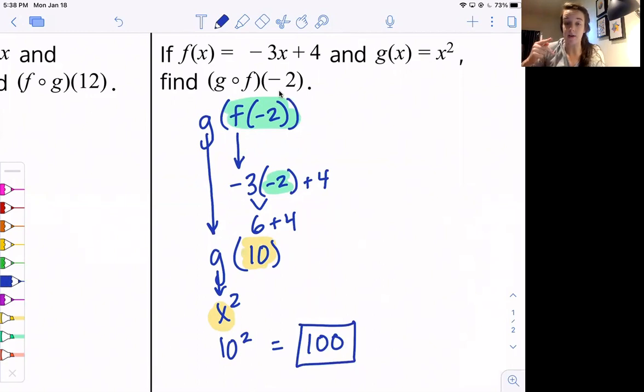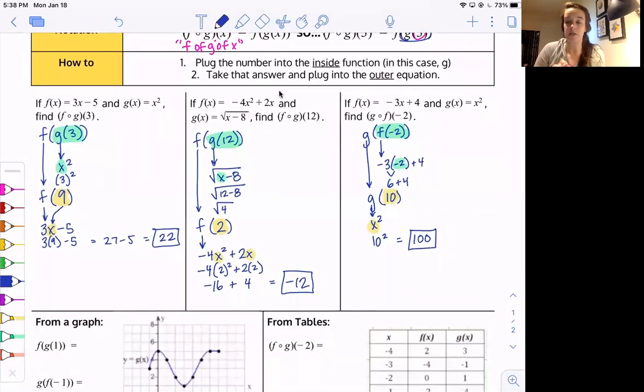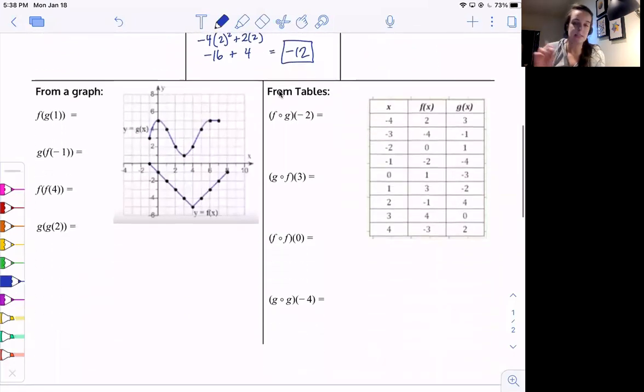So the order matters, right? Because if we did f of g of negative 2, we'd take that negative 2, plug it into g first, and then into f. Cool, we're working our way out. That probably feels somewhat familiar to you, as you've probably done the equations portion before. We also can do this same composition from graphs and from tables.